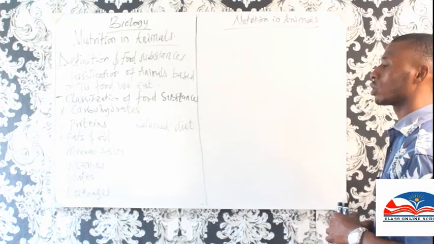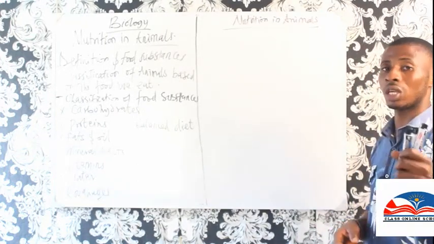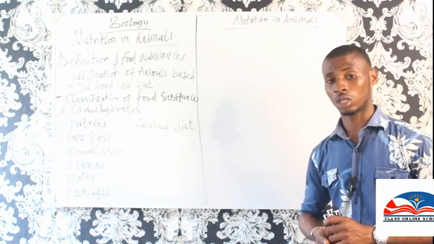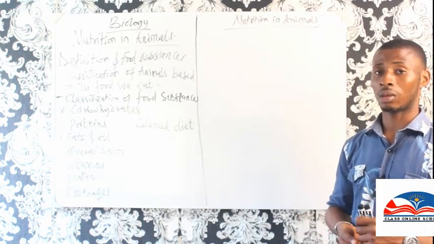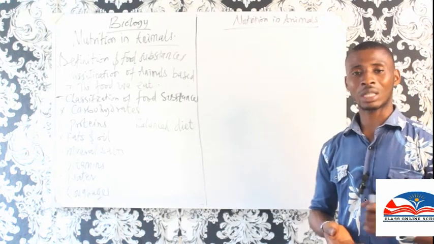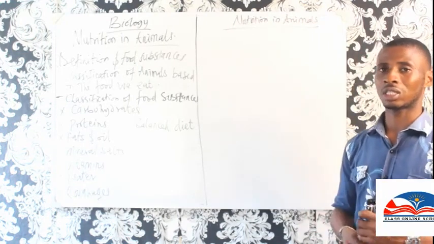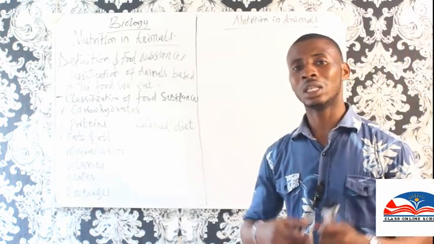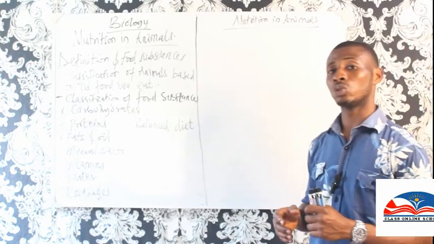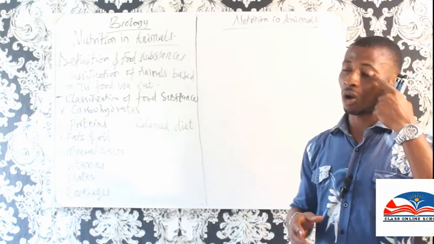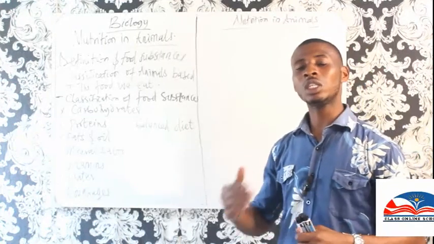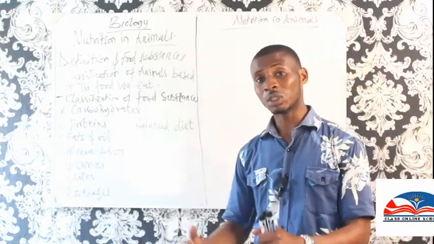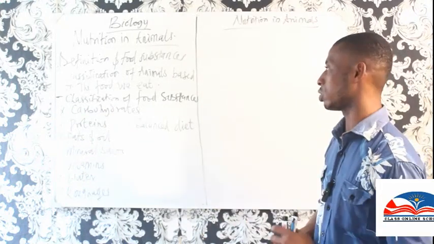Okay, first of all, we need to define nutrition. Nutrition is the ingestion of food or solid materials into the system of a human or an animal. Now, what are those food substances that are being ingested? Food substances are solid materials that are needed in the body in order to make the animal or man achieve its daily life processes: locomotion, breathing, respiration. We need nutrition to achieve all those things.